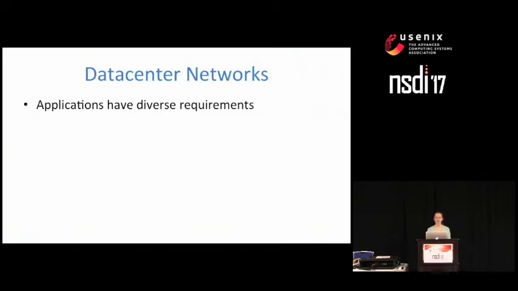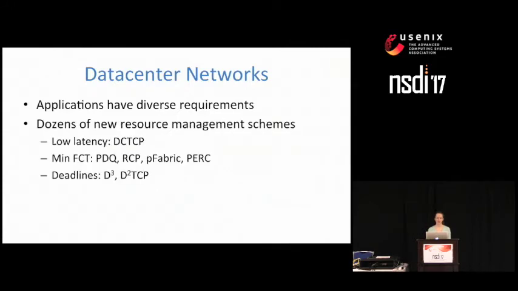Data center applications today have diverse requirements from the underlying network. Some applications want low latency, while others want high throughput, and others care about deadlines, fairness, or isolation. These properties can significantly impact the performance of data center applications. As a result, researchers have developed dozens of new resource management schemes for data center networks.